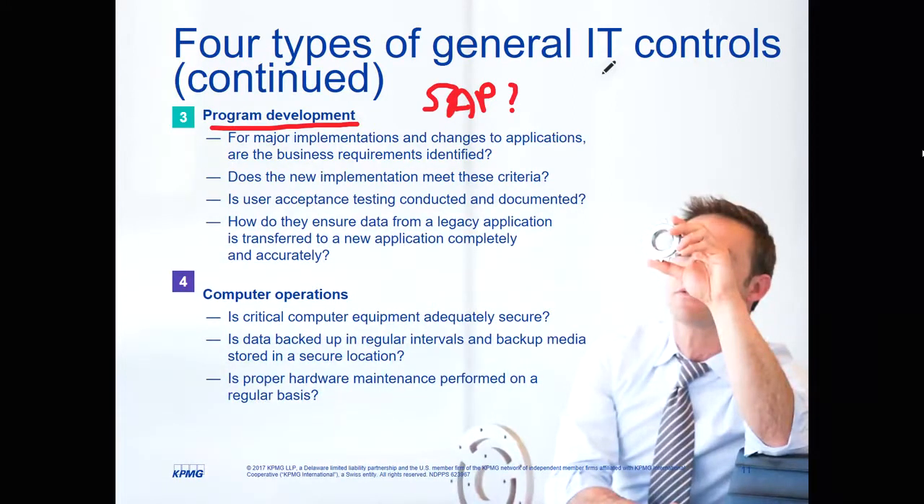And so looking at all stages of that program development lifecycle would be another area that the IT auditors would look at as far as the general IT controls. And then the last section is computer operations. So this would be things related to backups. Is there maintenance on the hardware being done? Do we have good security on the actual equipment?